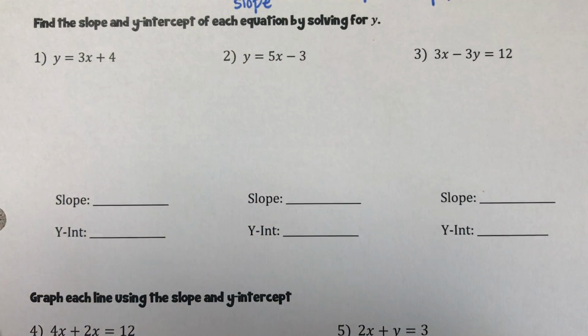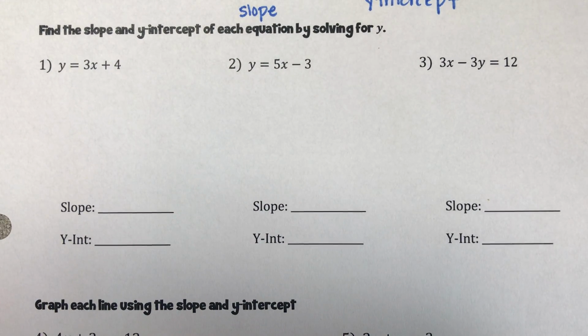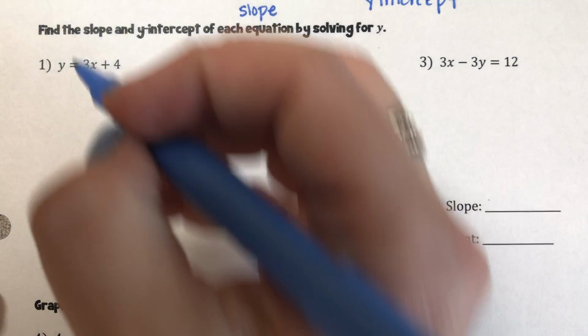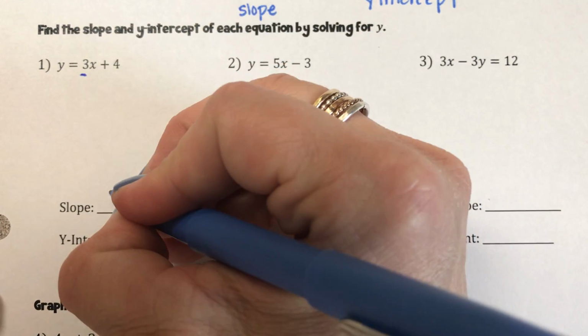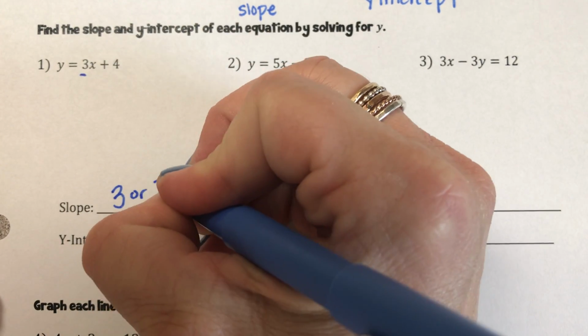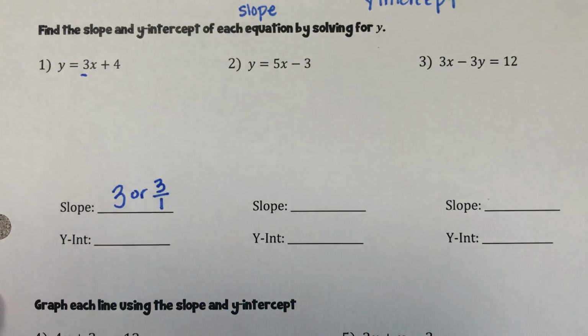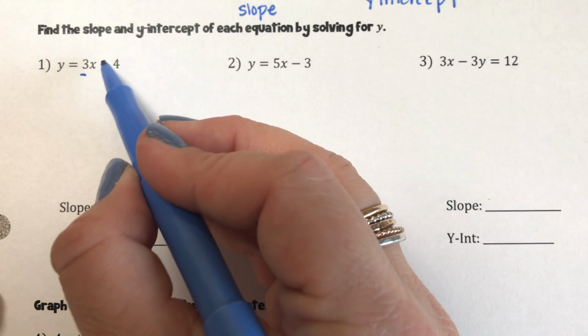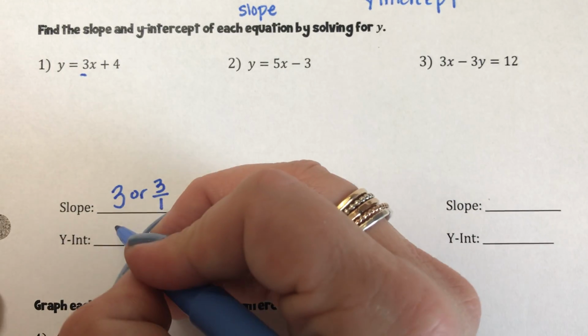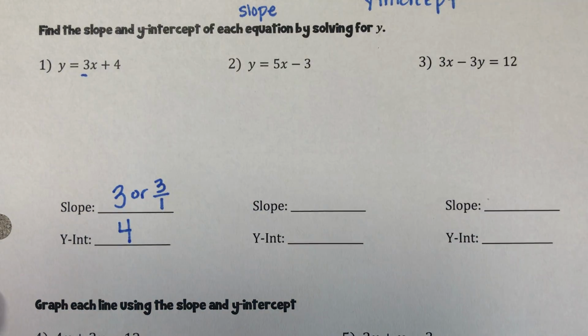This one is already solved for y, correct? So this should be pretty simple. This one, the slope is 3. If you really like to write your slope as a fraction, if it helps you with graphing, then write it as 3/1. And then the y-intercept is this number at the end, so that's positive 4.